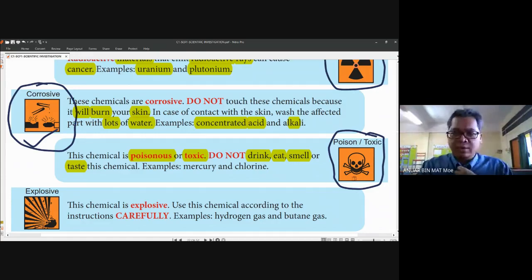It can cause death here. So examples are mercury and chlorine. Please be aware of the label here. Please be aware of the label. On the bottle of the chemical, we have the label. Please be aware of this.